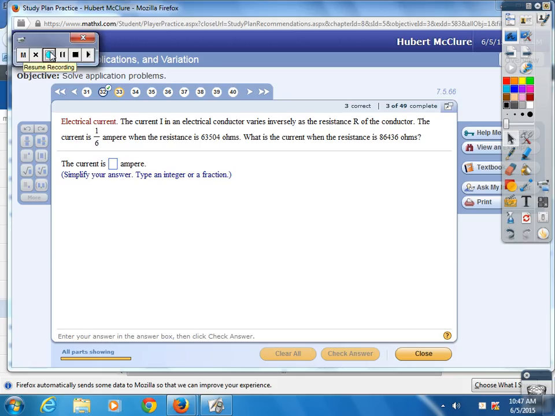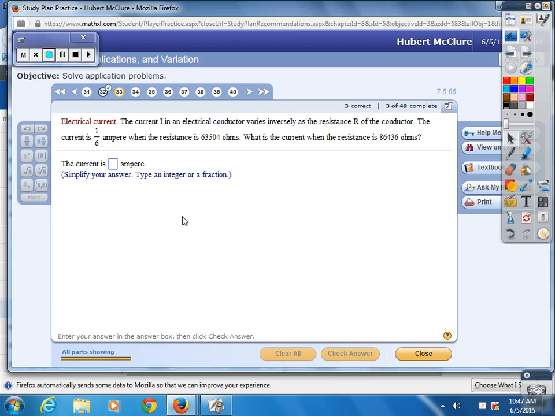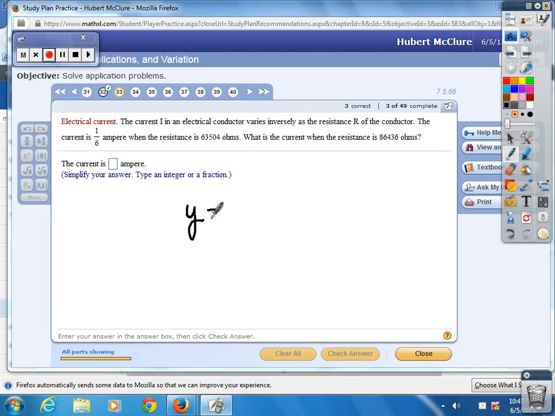Okay, so the current I. So Y is equal to K times X, or K over X. So I is equal to K over resistance.